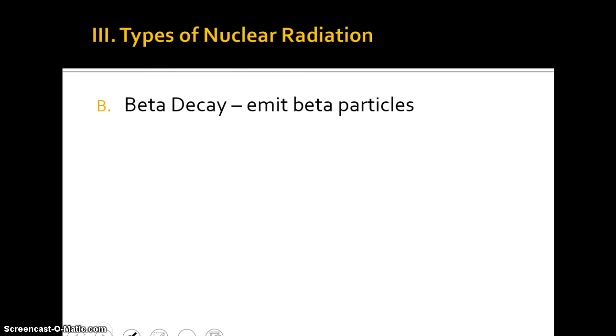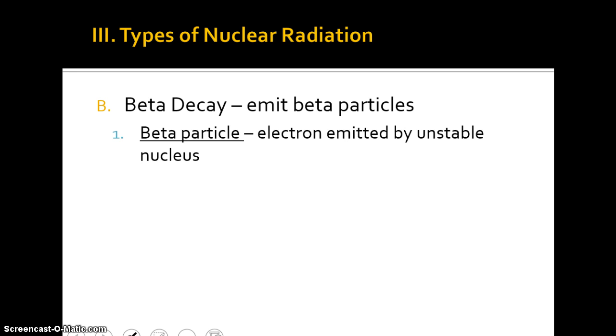The next type we have is beta decay, and that emits beta particles. A beta particle is an electron emitted by an unstable nucleus. The symbol is 0 over -1 e. You have to memorize that, so make sure you know that.